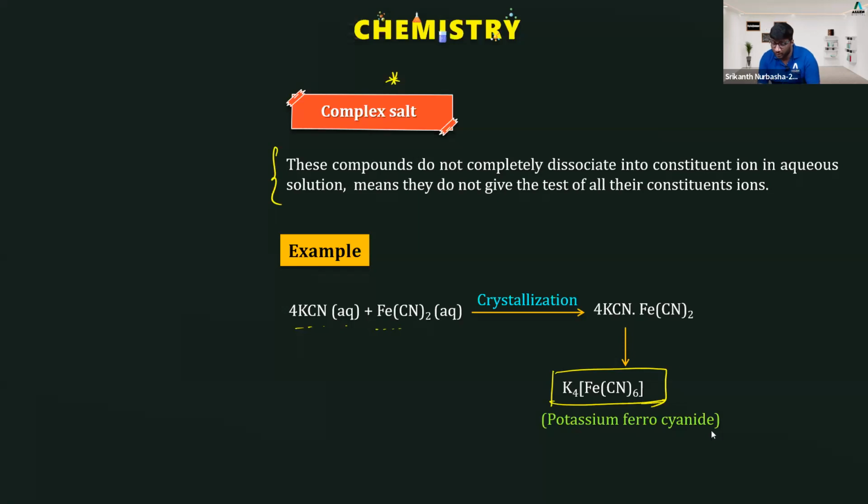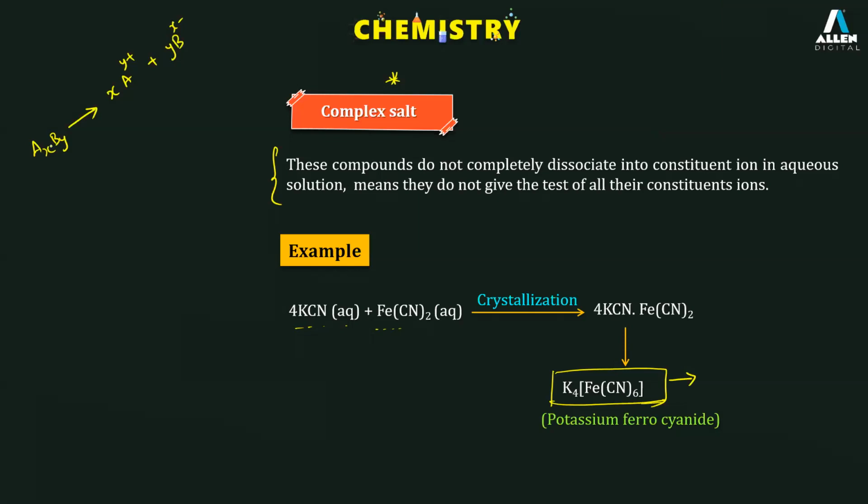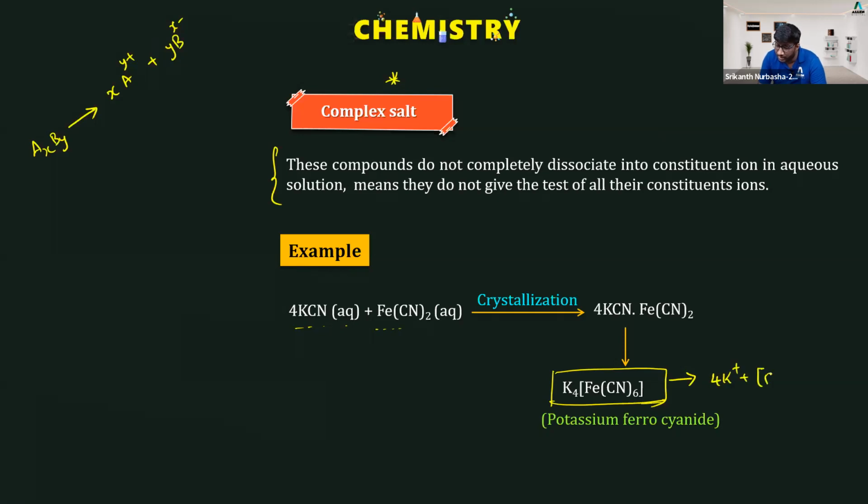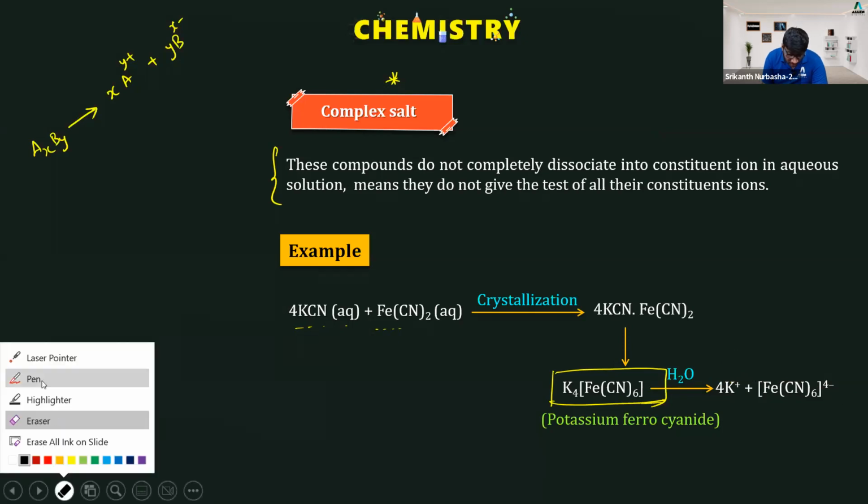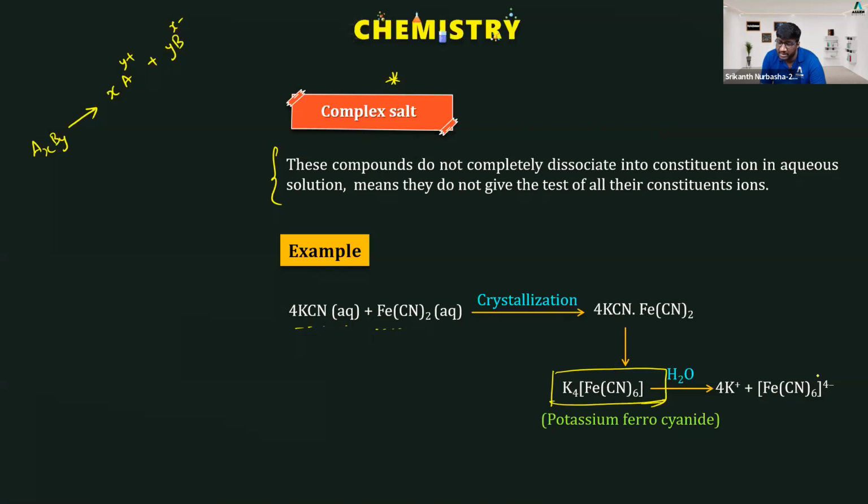Okay, you don't need to worry about that part, we'll discuss it again. But for K4[Fe(CN)6], if you look at the dissociation, what will happen? If we have AxBy, how does it dissociate? We get xA with y+ charge, and yB with x- charge. That means 4K+ and the complex ion: AxBy dissociates to give xA(y+) plus yB(x-). Similarly, here you get 4K+ and [Fe(CN)6] 4-. The charge of this complex ion should be equal to the number of K+ ions. So in the presence of H2O, it dissociates to give 4K+ and [Fe(CN)6] 4-.